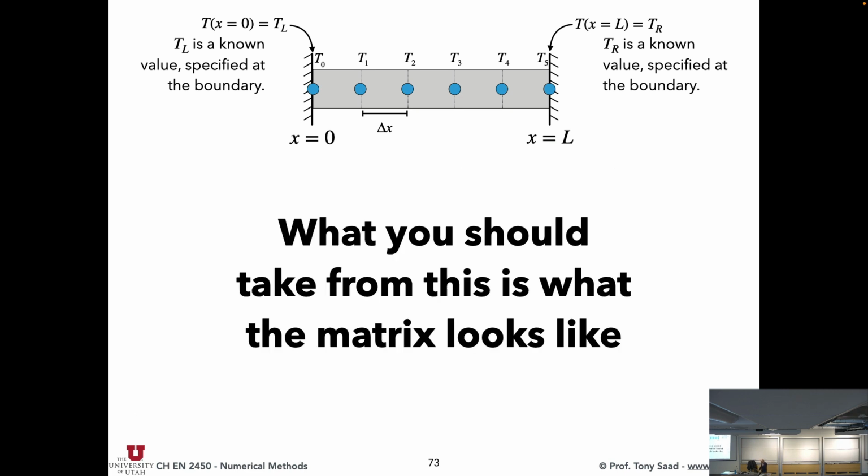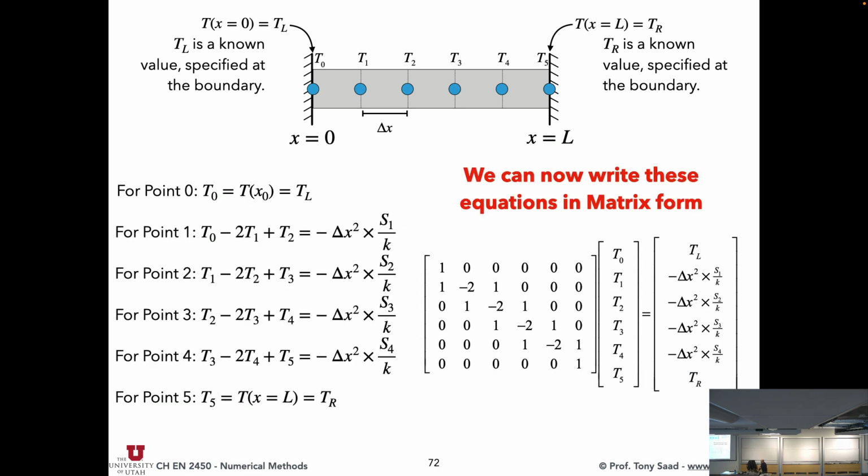Okay. Now, what you should take from this is the pattern that you see in this matrix, which was invisible when we looked at the equations individually. There's a pattern. You see there's negative twos on the diagonal, except for the first and last point.